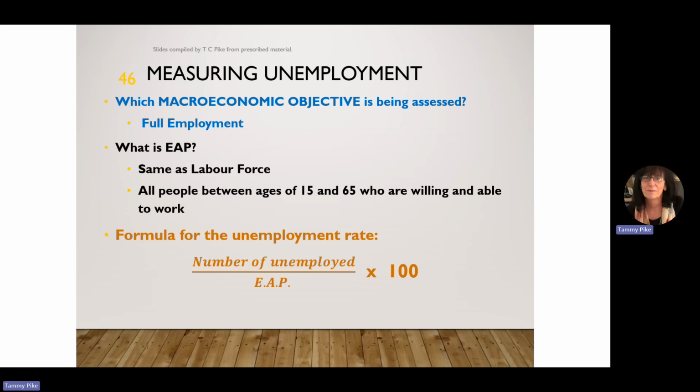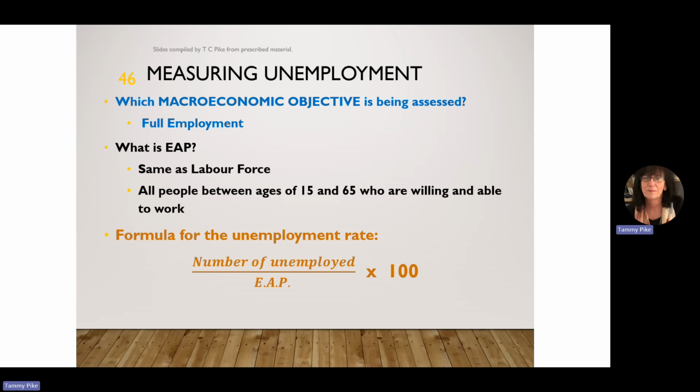Now we look at the second macroeconomic objective, which is full employment. And how do we assess? How do we know if we are achieving full employment or not? We look at the unemployment rate. Look, we could also look at the employment rate, but generally speaking, we don't talk much about that. We talk about the unemployment rate, and you've got to be able to calculate the unemployment rate.